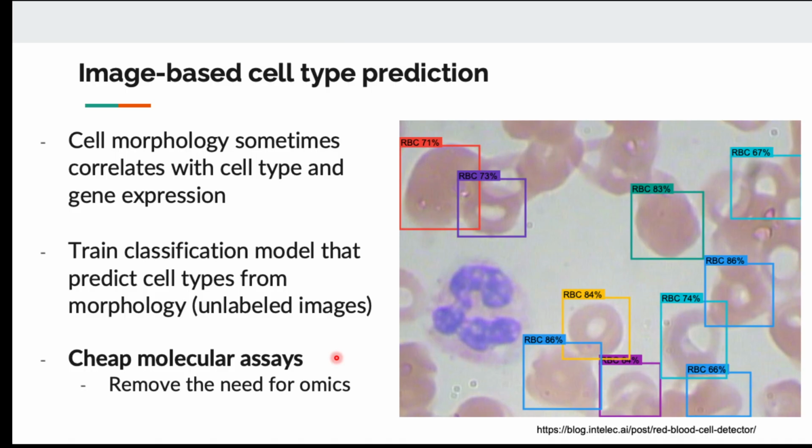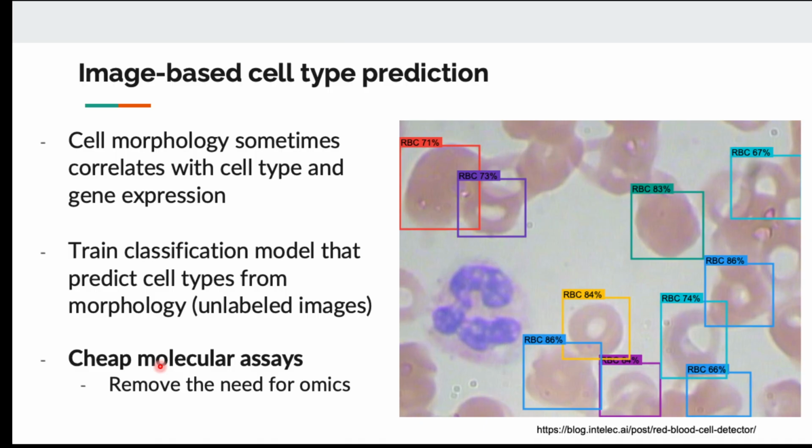So from the perspective of computational biology, some people want to do image-based classification. By looking at the image, can we develop an algorithm or a model that can classify that this must be a red blood cell, this must be other cell type, for example. And if you can do this, as I mentioned, this is going to be very cheap for you to deploy in hospital or in the field. You don't need to do omics analysis.